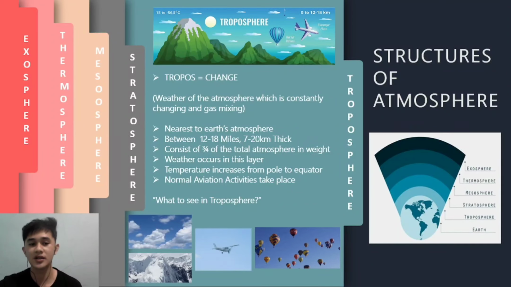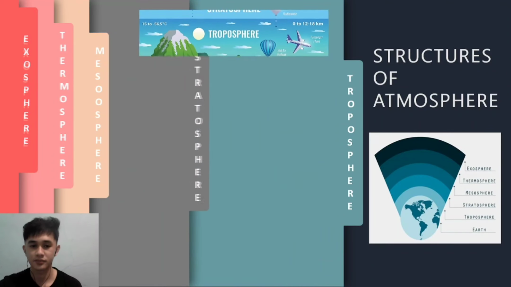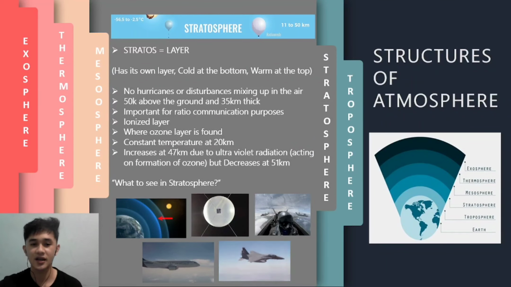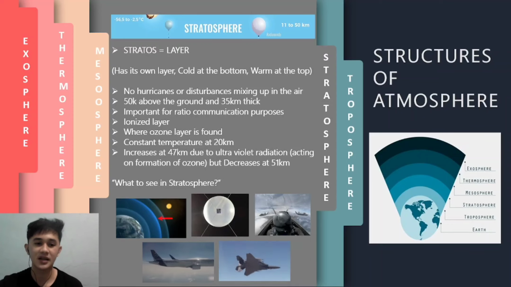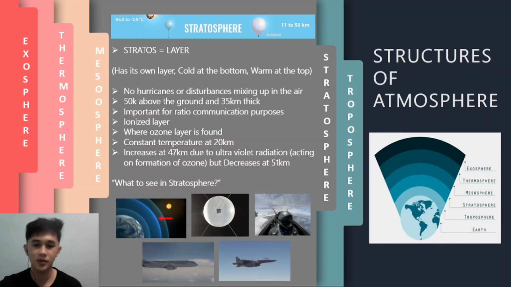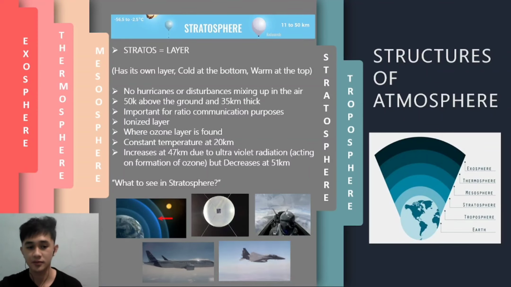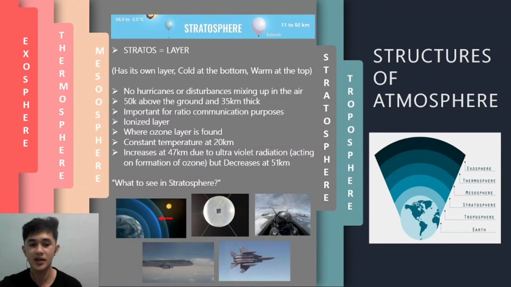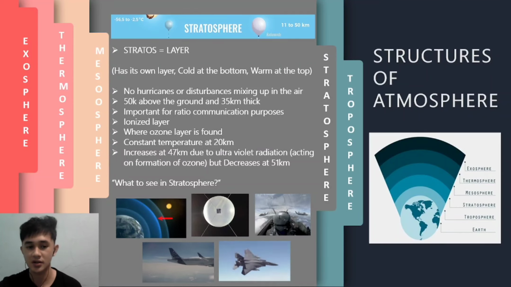Let's proceed to the next, which is the stratosphere. It came from the word stratos, which means layer. Hence the name, it has its own layer, which is also defined as cold at the bottom, warm at the top. It is 50 kilometers above the ground and 35 kilometers thick. It is also considered an ionized layer, meaning it is important and ideal for radio communication purposes.